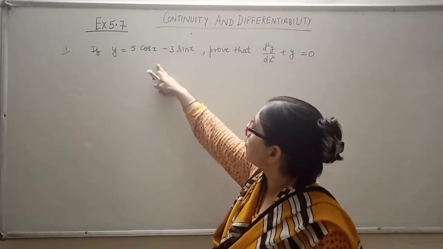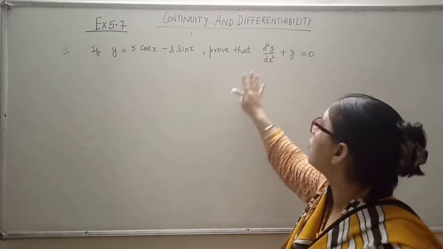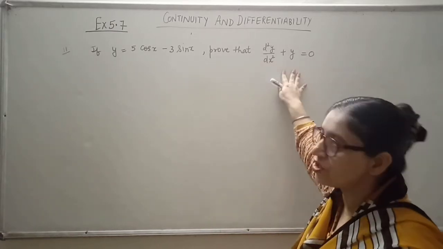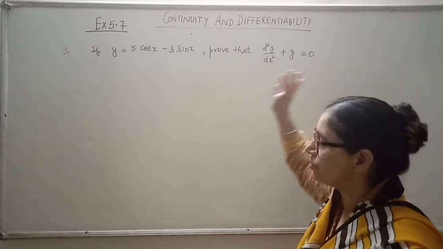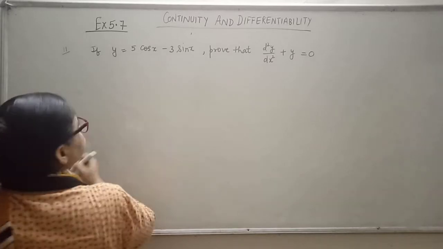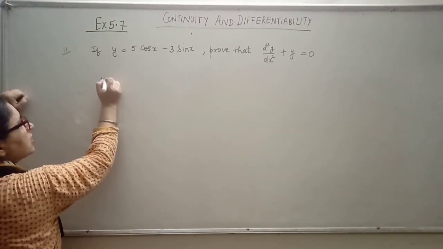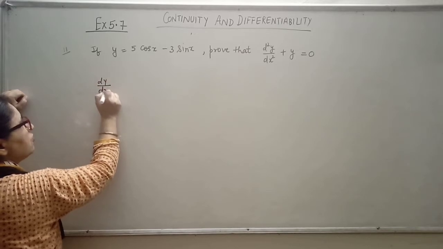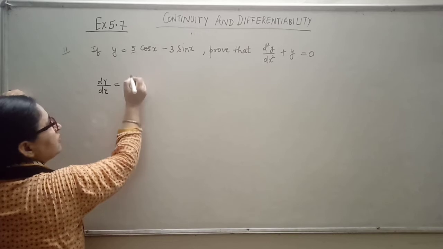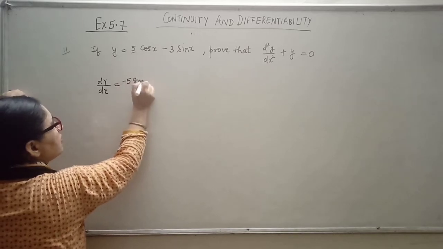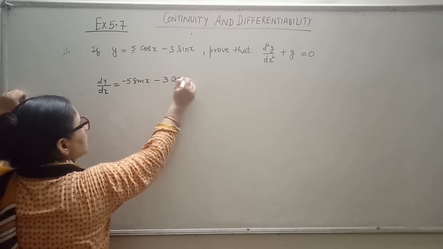If y is equal to 5 cos x minus 3 sin x, this is already given to you, and you have to prove that this equation, second order derivative of y plus y equal to 0. Let us start it. Okay. So if I differentiate it with respect to x, dy by dx is equal to 5 is constant, its derivative is minus sin x, so minus 5 sin x, minus 3 sin x, its derivative is cos x.